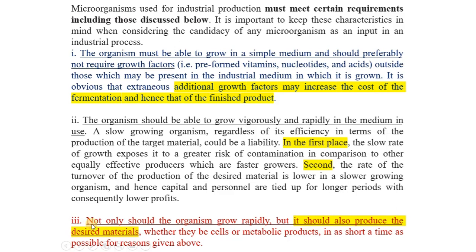Third point is not only should the organism grow rapidly, but it should also produce the desired material. You should not say the organism is very fast, but at the same time my product is formed in very small amounts, or very slowly. We are cultivating the organism to get the desired product. So if the organism is growing faster, at the same time you should get more metabolic products or your product of interest. That should be parallel. So the third point is not only should the organism grow rapidly, but it should also produce the desired materials.